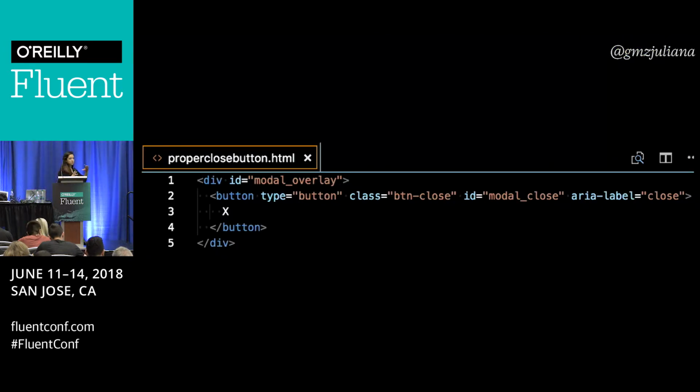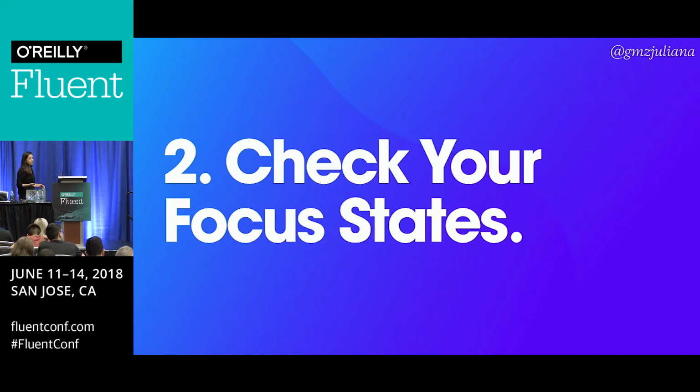So they used divs for the actual modal, but all the elements inside were proper semantic elements. For example, this button, which you should always include a button to close your modals. This button is a button, and it's labeled with an ARIA label so that assistive technology will pick that up. Then they check their focus states. So a lot of people's CSS resets actually erase focus states, so it's really important to include them back in.